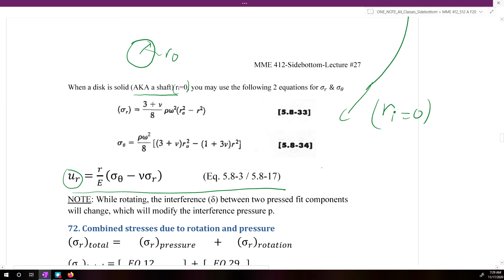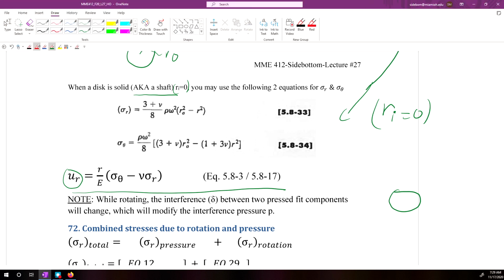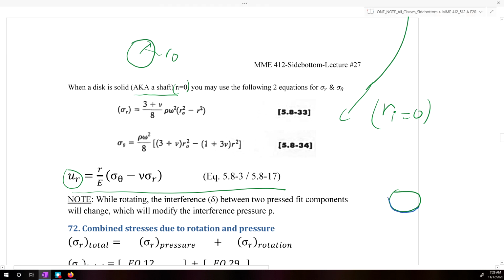Please note that if you have two components within each other, so let's say you have a shaft, and on the outside of that shaft you have a disc, and both of these components are rotating, the interference between the two press fit components will change. Essentially, due to the rotary stresses, those components will change. So you need to calculate the modified interference at the velocity.